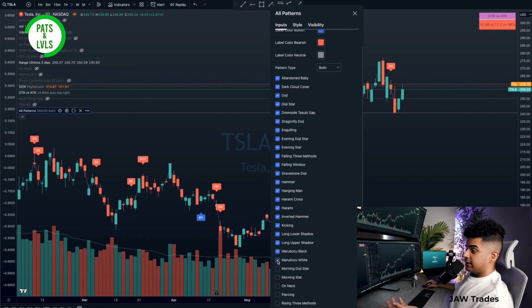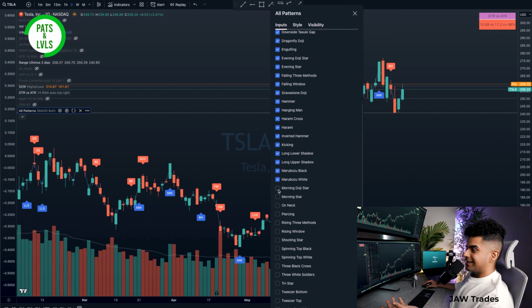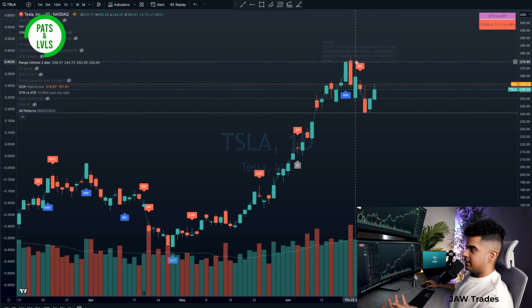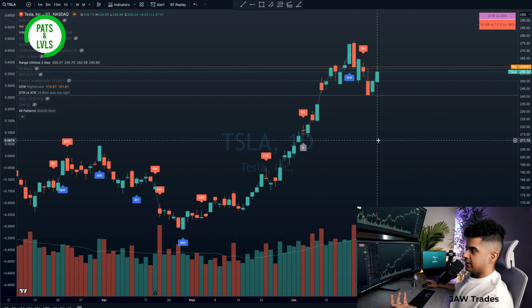I can select every single thing right here. Morning doji, you guys can select everything, right? But you guys get the idea. So now this was like a bearish candle pattern right here. This was a bullish pattern candle right here. So we had a good push towards the upside.